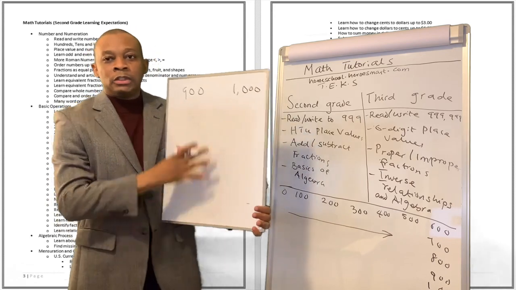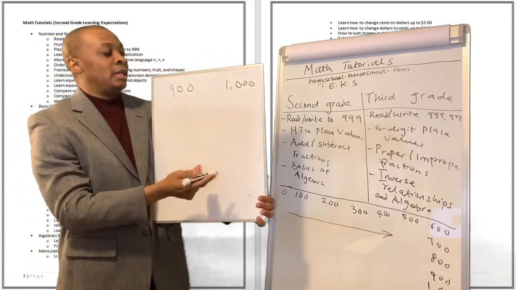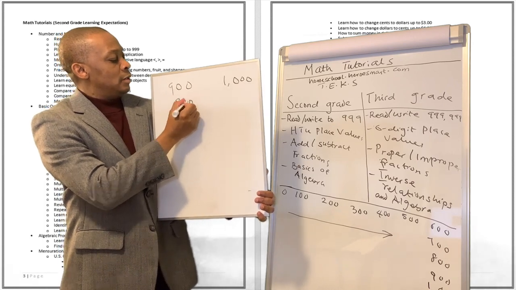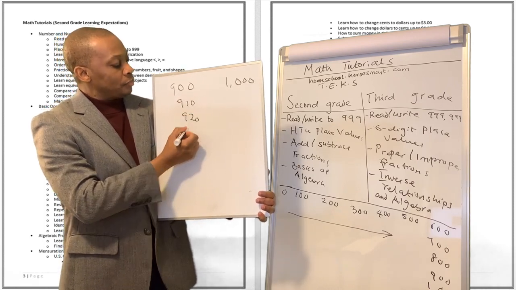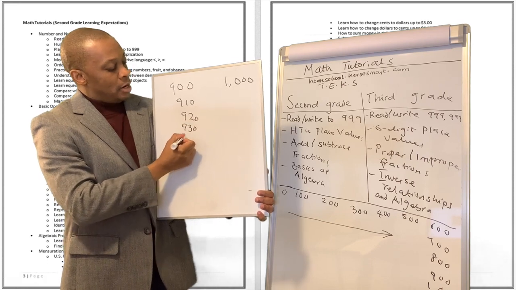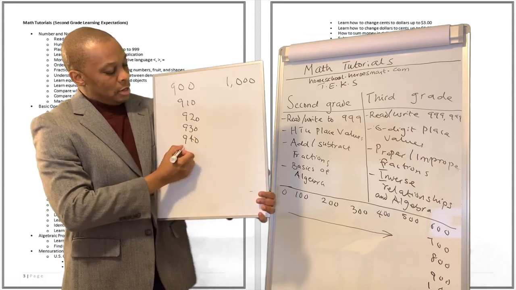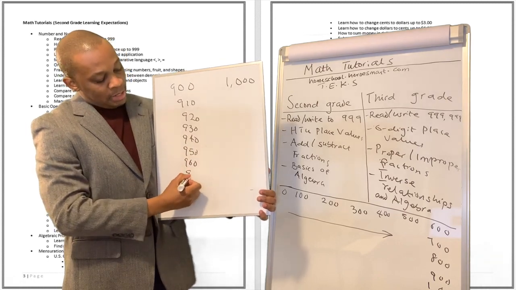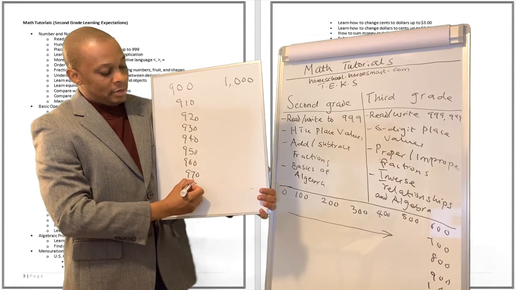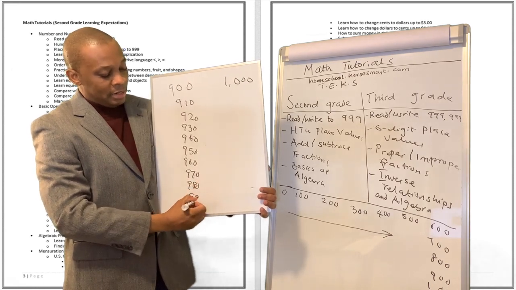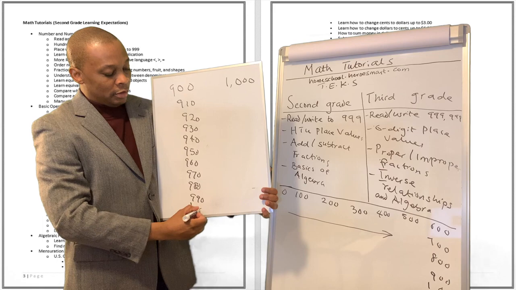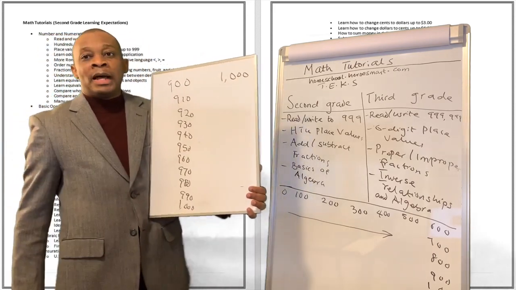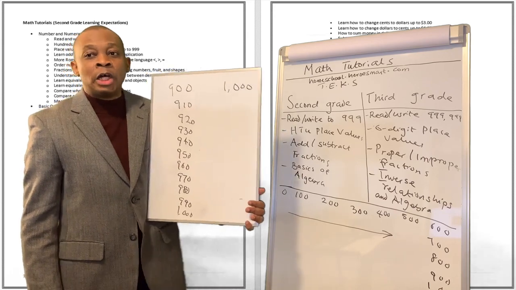Okay, so you're going to teach them how to count firstly by tens. We can start from there. You can say 910, 920, 930, 940, 950, 960, 970, 980, 990, and then 1000. So you can teach them how to count by tens starting from 900 over there.